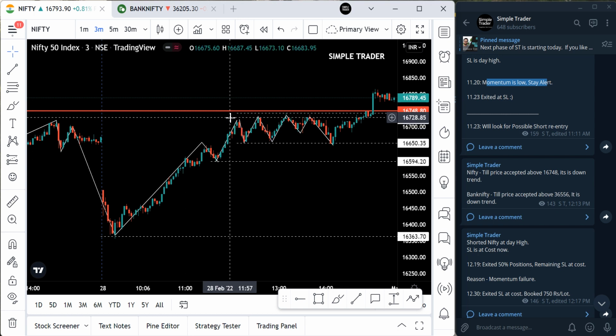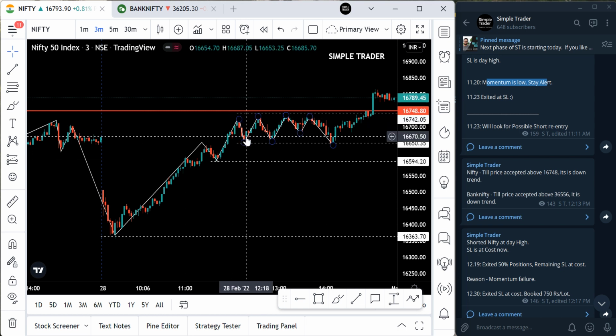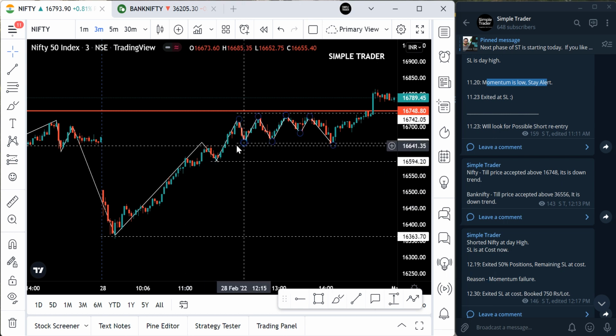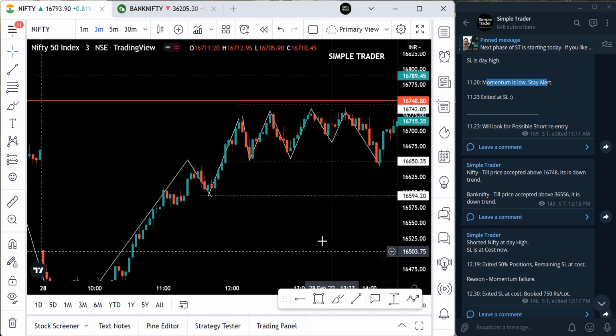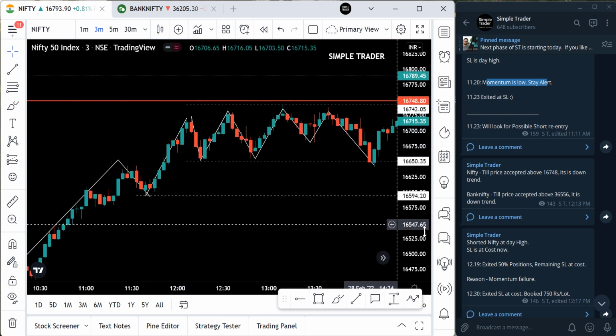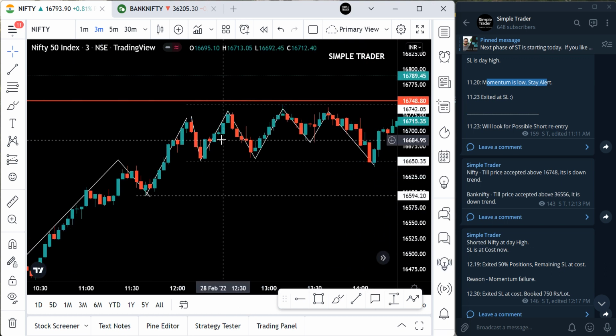So I took a trade here. I kept my SL. I expected one more reversal, or I expected sellers to come in and push the price down. But what happened? Again, there was a momentum failure, and I booked something at this point with a 50 percent position, and I kept my SL over here, and it took out immediately in the next few candles at 12:30. It took my SL there.